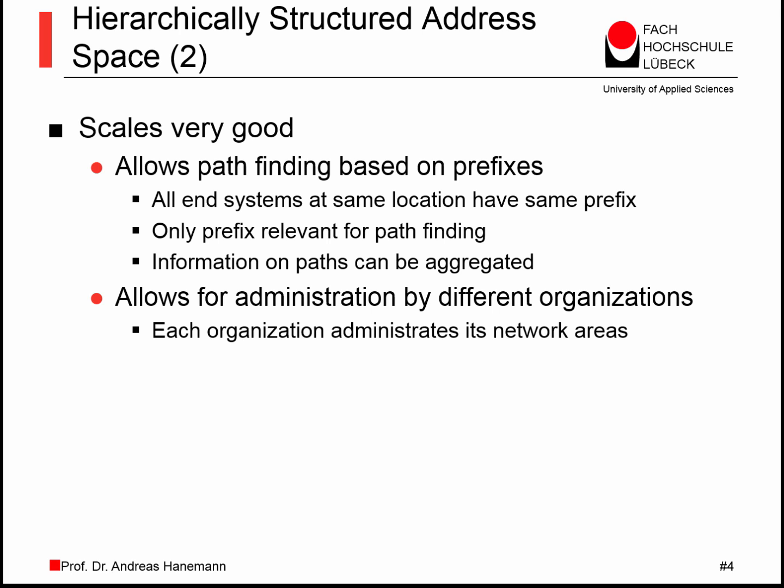All end systems at a certain location get the same address beginning, which is called the prefix. Therefore, only the prefix is relevant for pathfinding, so that intermediate systems only have to process it and can ignore the rest of the address. It is also possible to aggregate information. If there are, for example, the networks 1.1, 1.2 and 1.3, then this can be aggregated to just network 1, which is announced to other networks such as network 2 and network 3.